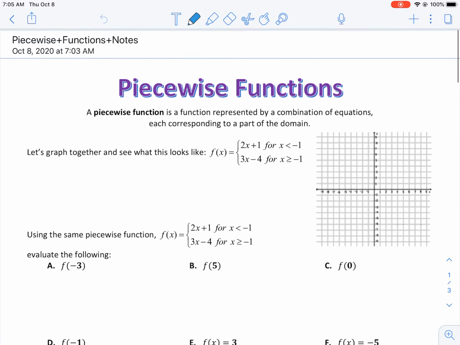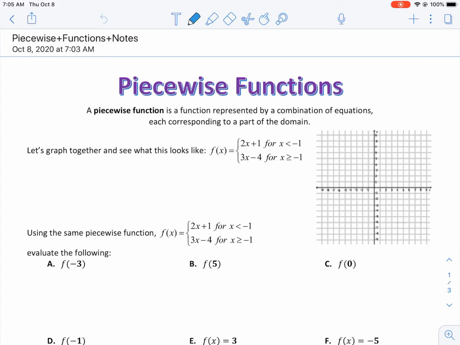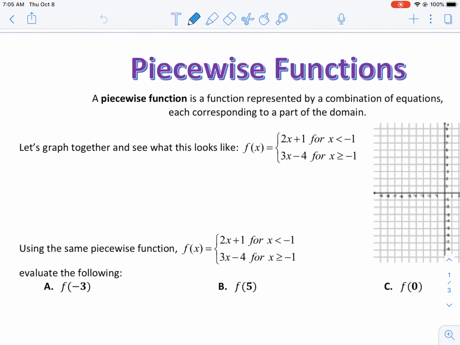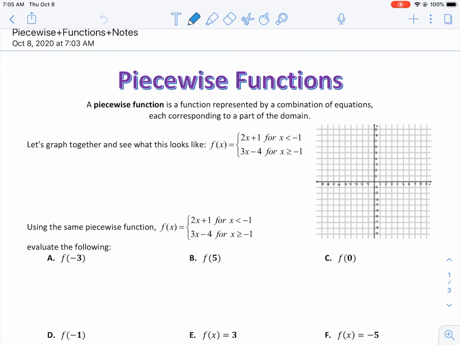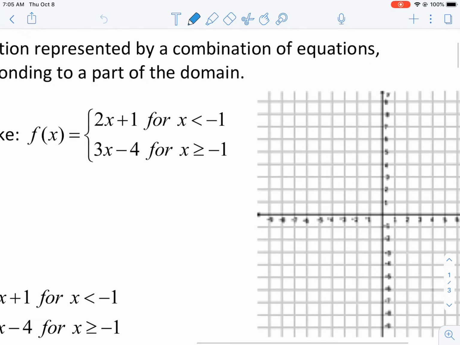So we're gonna be talking about piecewise functions today. A piecewise function is a function represented by a combination of equations. So it's not just one equation for the function, but there's multiple, right? And they start and stop at certain spots in the domain. So a piecewise function is going to be something that looks like this right here. So you can see that the function is this equation for the first half, and it's the second equation for the second half.